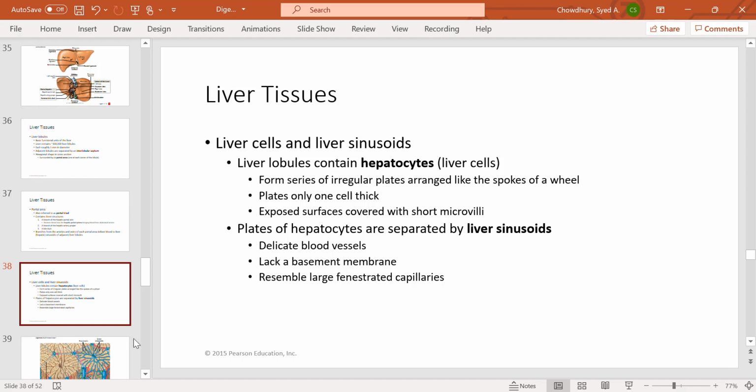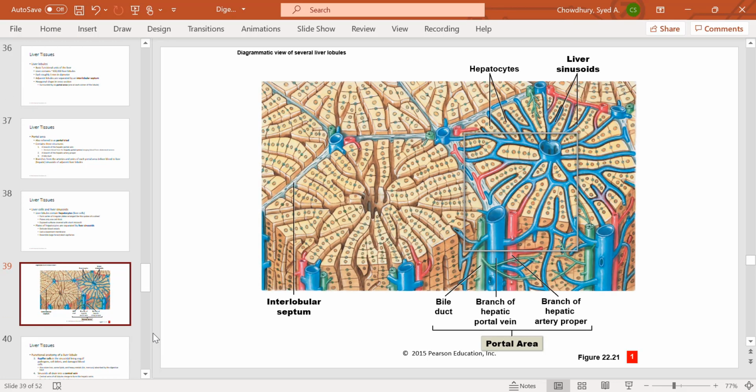Now if you cut the liver and see inside, what you'll see inside the liver, there are many hexagonal lobules. So this is one lobule. Hexagonal means it has 6 angles. Okay, this is another lobule. So inside the liver you have the lobules, and this is another lobule. Okay, this is another lobule.